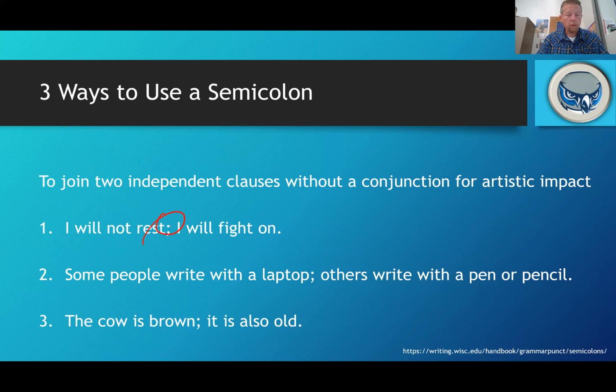Or how about this one? Some people write with a laptop; others write with a pen or pencil. Having that semicolon there adds a little bit more power, rather than, well, some people write with a laptop while others write with a pen or pencil.